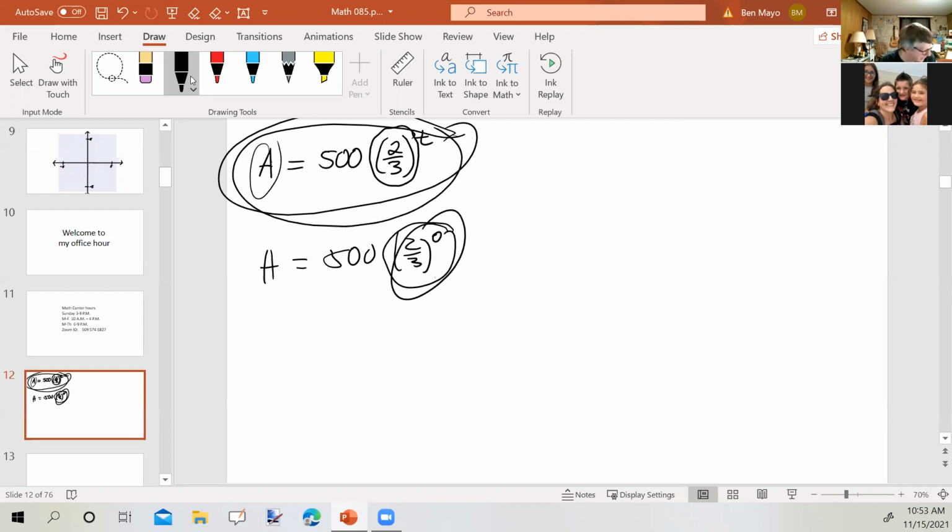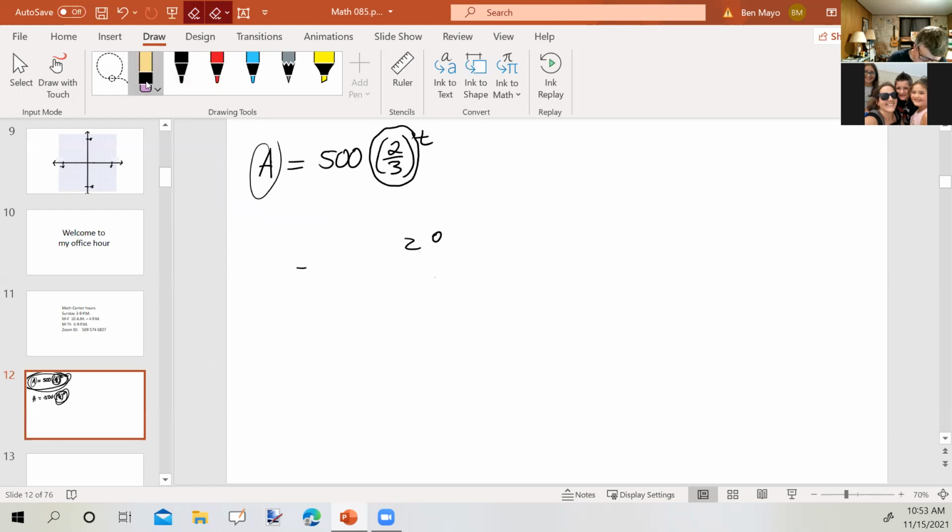Now let me read you the actual problem. It says 500 grams of a radioactive material decays according to this formula, where t is measured in years. Find the amount present in 10 years, round to the nearest 1/10 of a gram. Okay, so they just restated what we already determined. There's a starting amount of 500 grams. It's decaying because the base, 2/3, is between 0 and 1. They want to know, since t is time in years, find the amount present in 10 years.